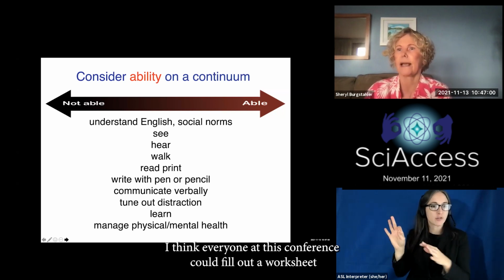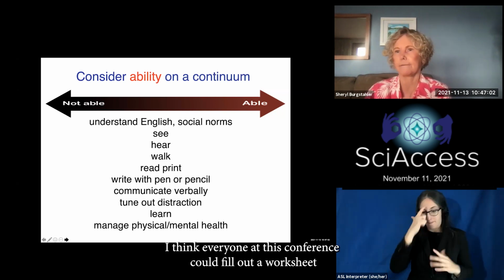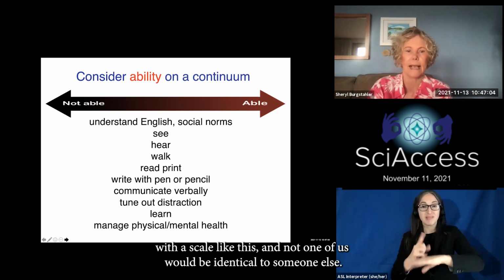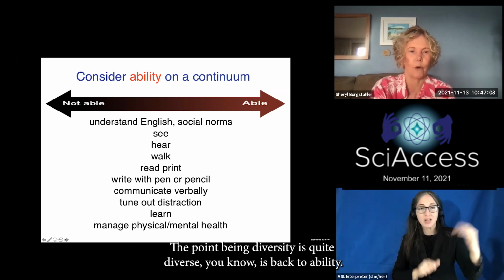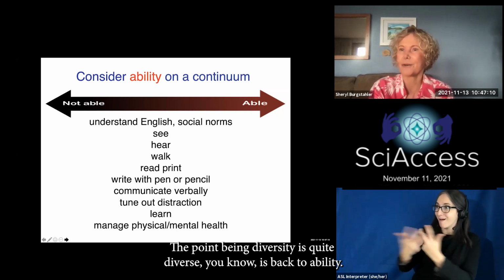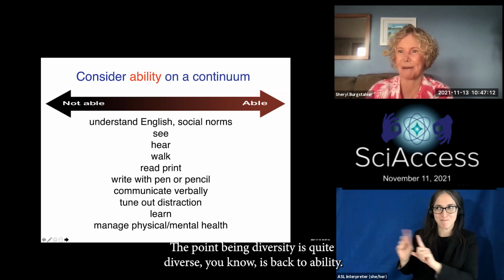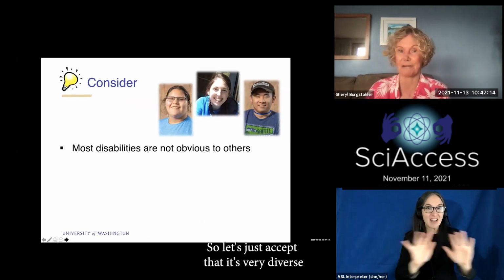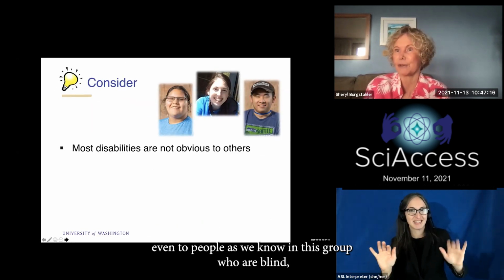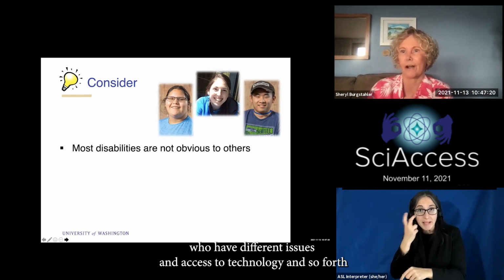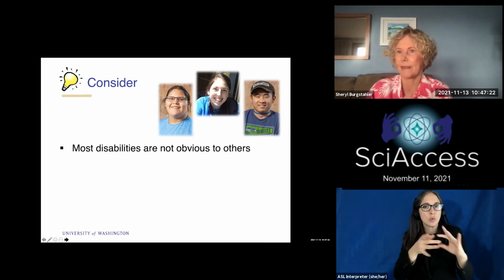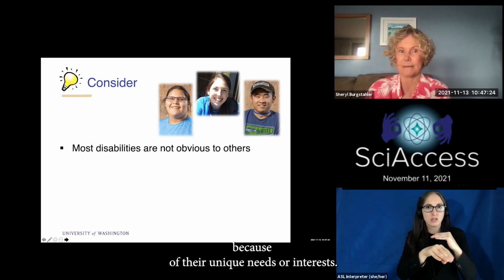I think everyone at this conference could fill out a worksheet with a scale like this, and not one of us would be identical to someone else. The point being, diversity is quite diverse, even with respect to ability. So let's just accept that. It's very diverse. Even two people, as we know in this group, who are blind, who have different issues in access to technology and so forth because of their unique needs or interests.